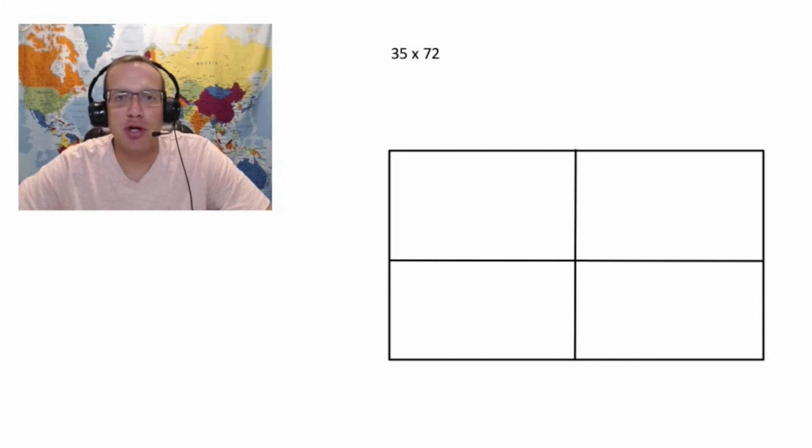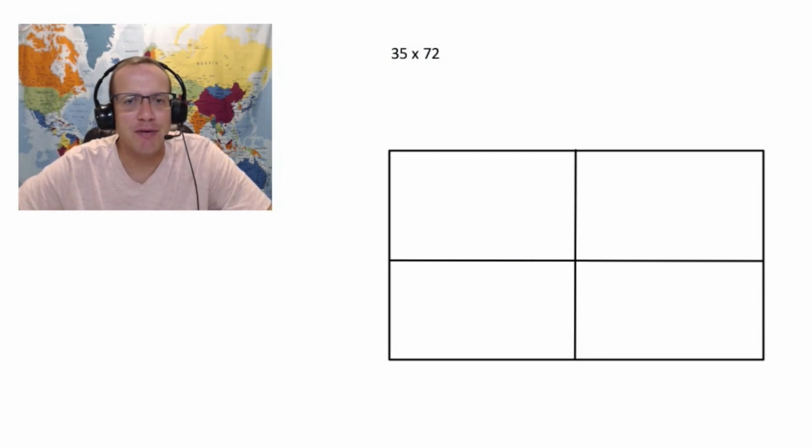In this video, we're going to do multiplication with area models. I'll do the first one as an example, and then you can try one on your own as practice. All right, let's get to it. So we have the problem 35 times 72.